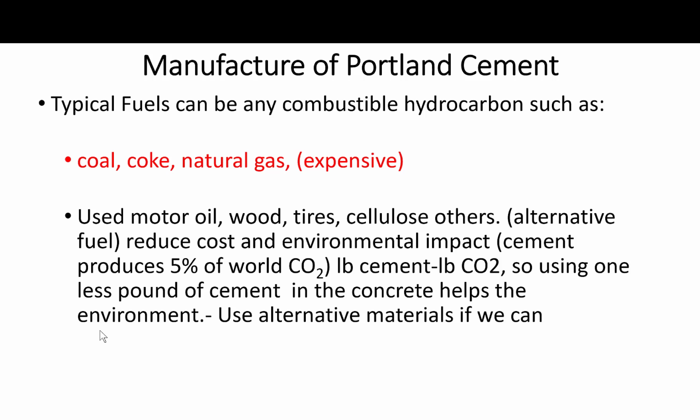So what type of fuel do we use in the kiln? Any type of hydrocarbon fuel, coal, coke, natural gas, oil can be used. But these are expensive. And again, to reduce cost, we can use many waste products, such as used motor oil, wood, tires, cellulose, and others, wood chips, etc.